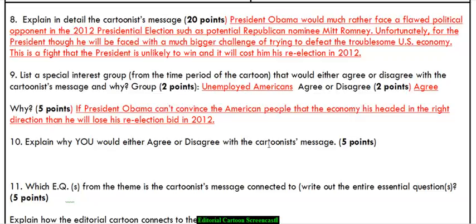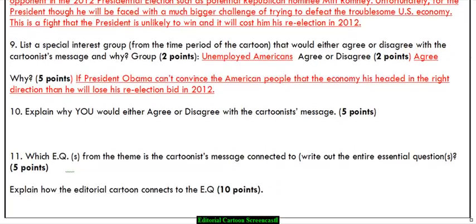Well, they would agree with the cartoon's message that if President Obama can't convince the American people that the economy is headed in the right direction, that he will lose his re-election bid in 2012. And clearly that is a group of Americans that are impacted by the economy. Just keep in mind that you are coming up with a group that would agree or disagree with the cartoonist's message. Now we move on to question 10.